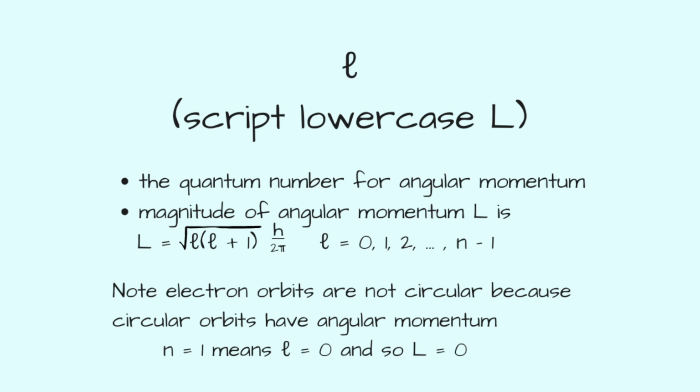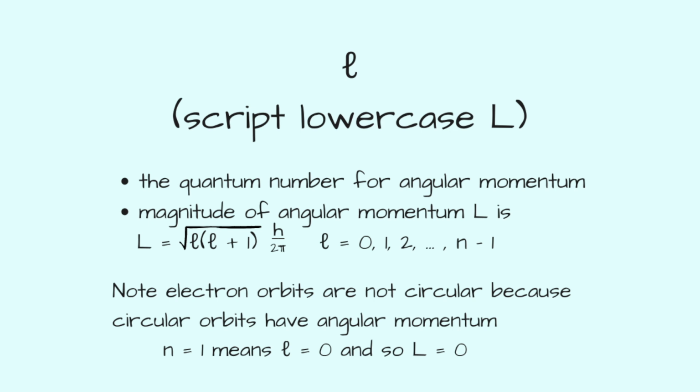L is the quantum number for angular momentum. The magnitude of angular momentum, capital L, is the square root of quantum number L times quantum number L plus 1. Take that and multiply it by h divided by 2 pi. The allowed values of quantum number L start at 0, then 1, then 2, all the way up to n minus 1. And these are also integer values like n is.